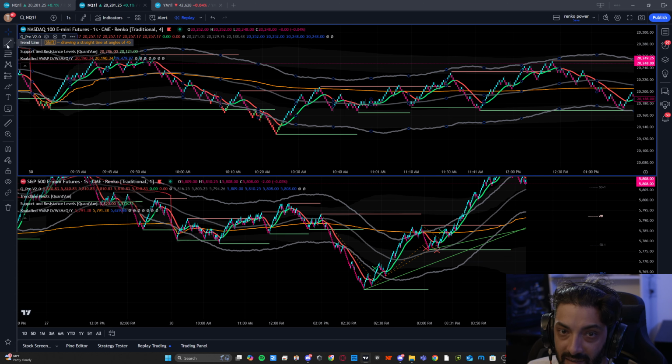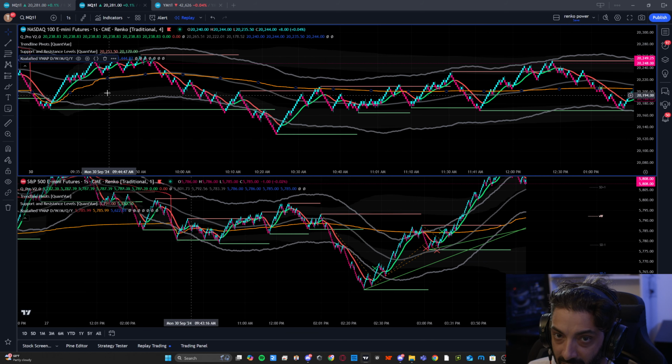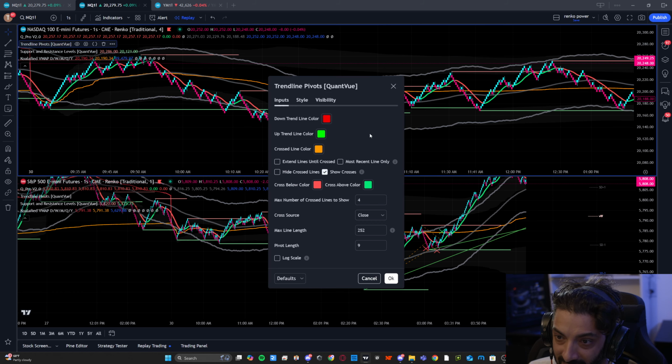The next thing is I have the trend line pivot by QuantVue. I have support and resistance levels by QuantVue, and then I have the Coalfield VWAP, and my VWAP settings are kind of turned on like this. So you can see that I have the multiple deviation 1 and 2 on, and I didn't change anything with the trend line and the support and resistance.